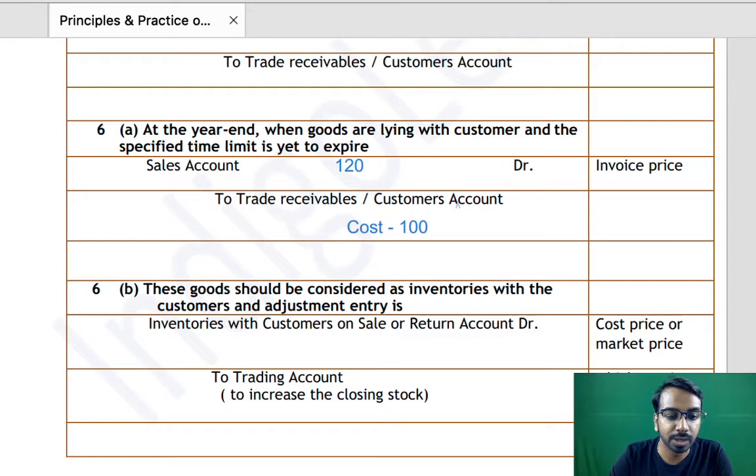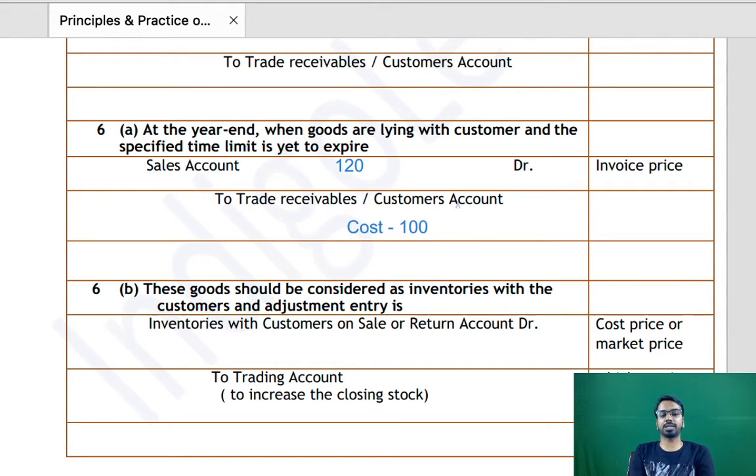Now here we need to find out what is the cost, and we have been given invoice price is 10,000. So what you need to do, simply do a cross multiplication. If 10,000 represents 125, 100 would correspond to how much? So do 10,000 multiplied by 100 divided by 125. It would come to 8,000.